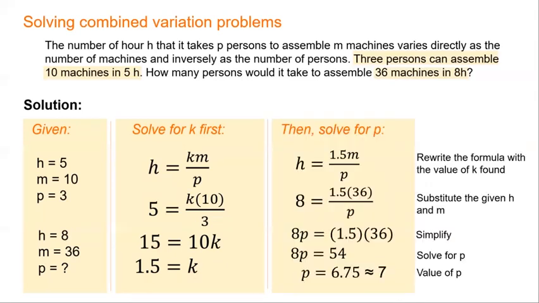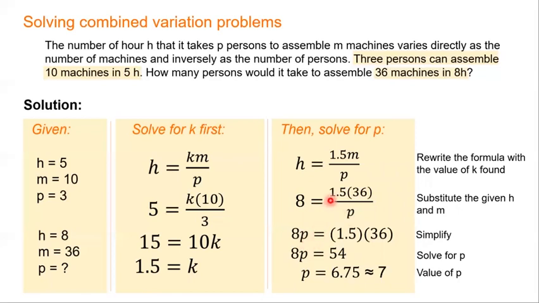Now that we already know the value of k, isolve na natin yung value ng p. So, we have to rewrite the formula with the value of k found and then substitute the given h and m. Okay? So, on this part, pwedeng diretsong multiply na lang. Pero dito sa next part, kung mapapansin nyo, nawala yung denominator na p. So, anong ginawa natin dito? We applied cross multiplication. So, we have p times 8.